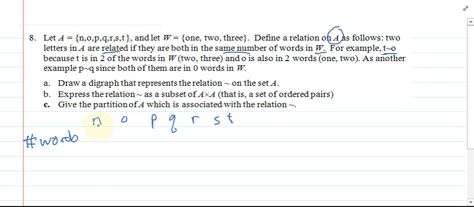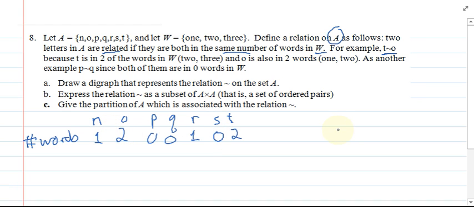Okay, now N is in how many words? 1, 2, 3. It's in 1. So it's in 1, but not in 2 and in 3. O, we know O is in 2. P is in 0. Q is in 0. R is in 1. S is not in any of them. And T is in 2 of them. All right. So from this we can tell which ones are equivalent.